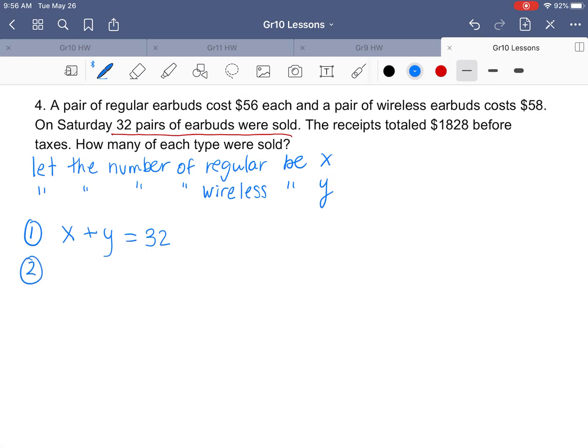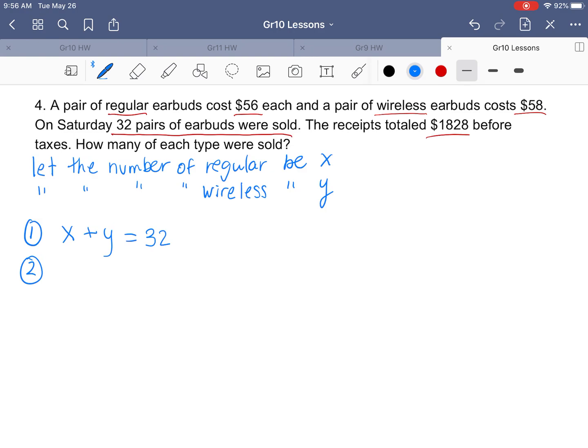Now we're going to do a second equation that takes into account the costs. The regular ones cost $56, the wireless earbuds cost $58. And we also know the total of the receipts, $1,828. So let's do our second equation here.